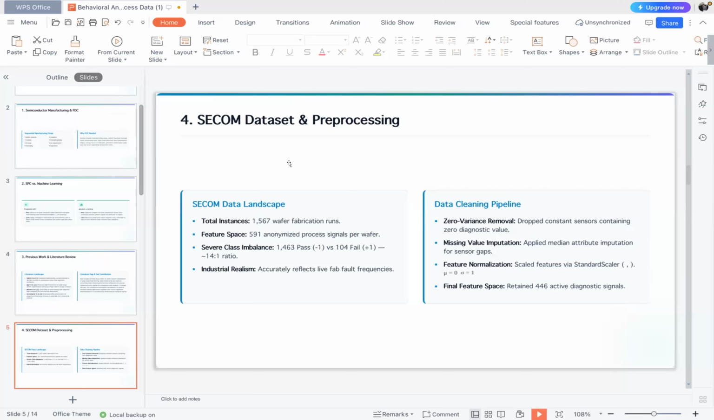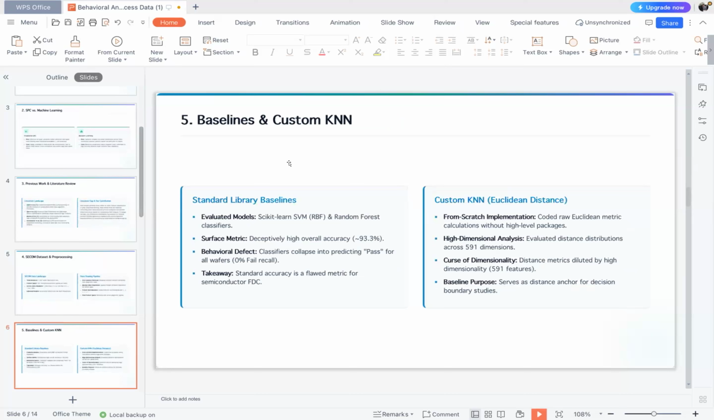Since several features only contain constant values, I dropped the constant sensors, which have zero diagnostic value, during the pre-processing process. I applied median attribute imputation for sensor gaps and feature normalization using standard scaler. In the final feature space, we used only 446 features, excluding the time features and the output feature, which is whether the run was fault, fail, or pass. That's all about the dataset and brief pre-processing.